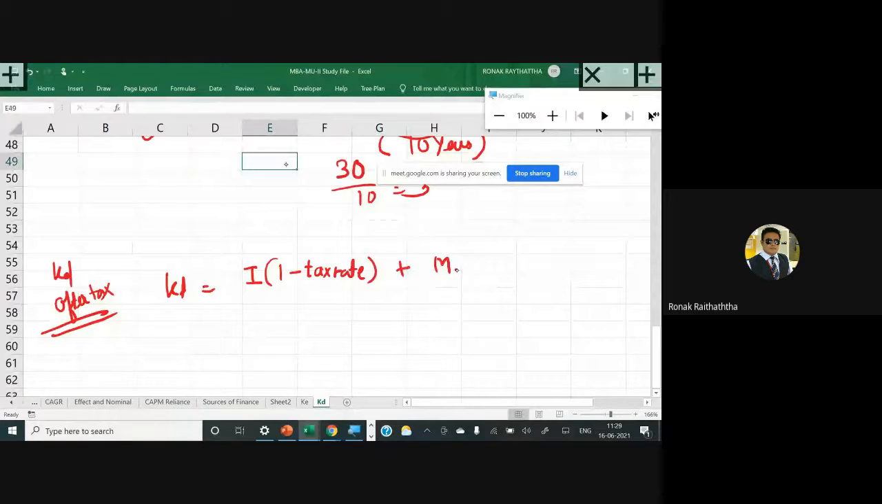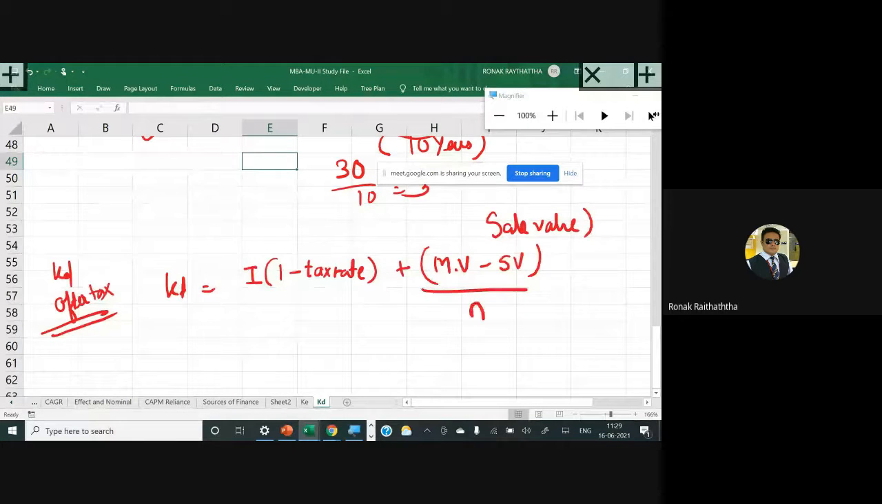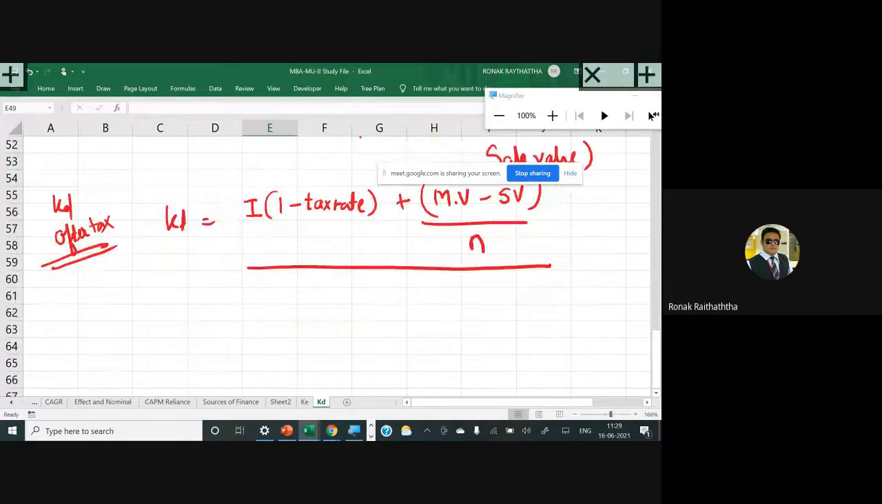MV minus SV. MV will be the maturity value, minus SV, the money you have received right now, the sell value, divided by N. And the whole is divided by the average of MV and SV. So MV plus SV divided by 2. And whatever answer you get in the end will be multiplied by 100. So you get KD after tax.